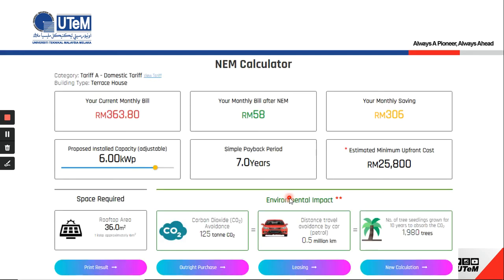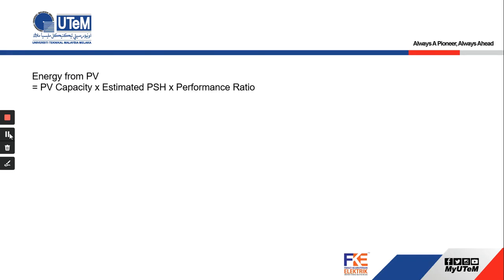Okay, moving on. So let's say we have this value just now. We want to install a capacity of 6 kilowatt, and these are the rough estimations that are obtained. So how do we calculate this value? Okay, so this is the equation that I corrected just now. If you want to calculate the energy from PV, it is PV capacity, the total installed capacity, multiplied by the estimated peak sun hour, multiplied by the performance ratio.